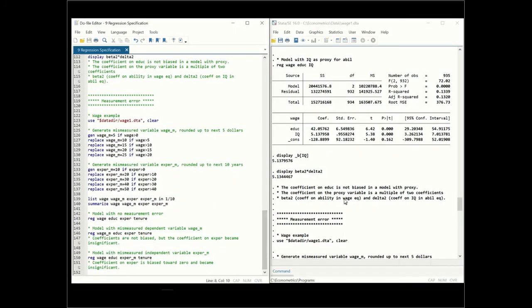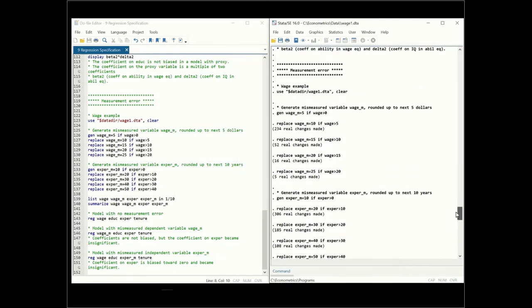Okay, the final thing that we would be discussing here would be measurement error. So we would be reading back the wage one data set, and here on purpose, I would be generating mismeasured variables. With the wage variable, I would be rounding up to the next $5. So I would be generating wage mismeasured equals 5 if wage is positive. Then I'll start replacing it. If the wage is greater than 5, I'll put it at 10. If it's greater than 10, I'll put it at 15, and so on. And so basically I'm rounding up to the next $5 with this code for wage.